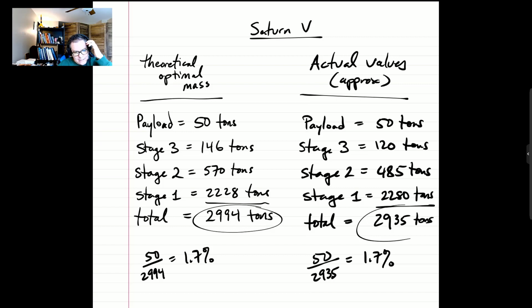about 3,000 tons. But very close values, and also significantly, I think here, the theoretical optimal payload to total mass ratio is very close to what it actually was in practice. I think that was pretty satisfying to see come out so close there.